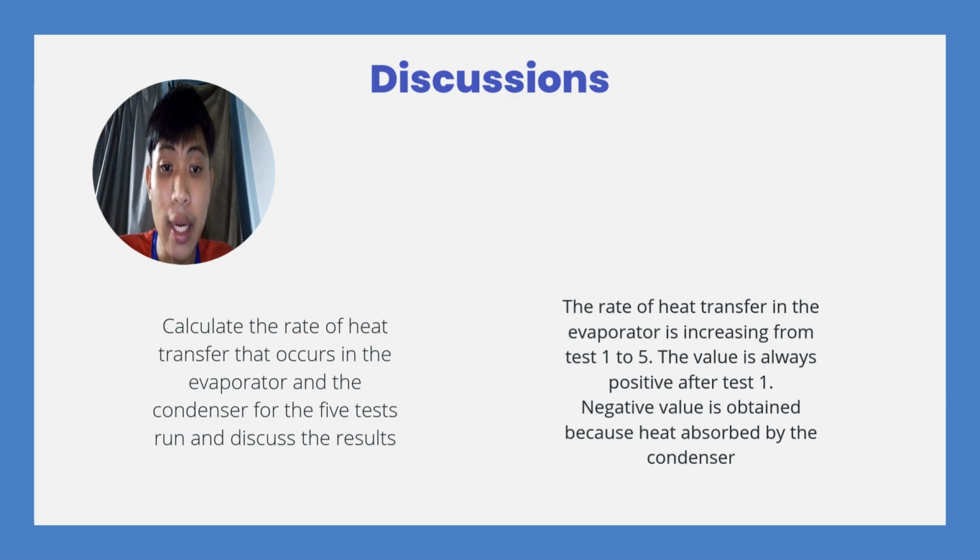Secondly, a negative value is also obtained because heat is rejected by the condenser. So the COP, or the coefficient of performance, increases since the rate of heat transfer is different. It can be concluded that the COP and the rate are dependent, and the COP is directly proportional to the rate of heat transfer in the evaporator and inversely proportional to the net work, which is the difference between the rate of heat transfer in the evaporator and the rate of heat transfer in the condenser. The closer the COP to the value 1 indicates better performance. That's all from me. Thank you.